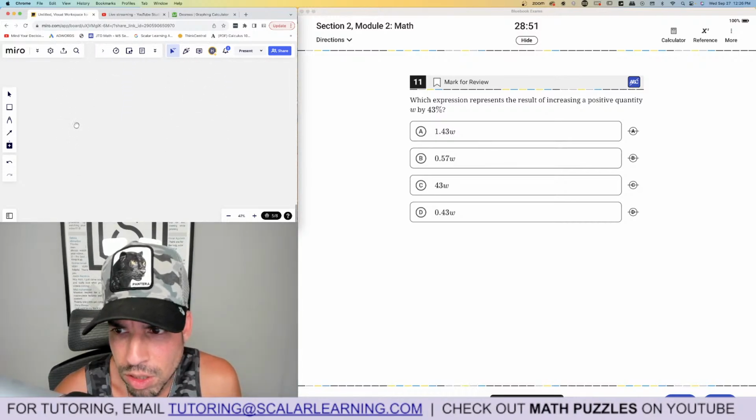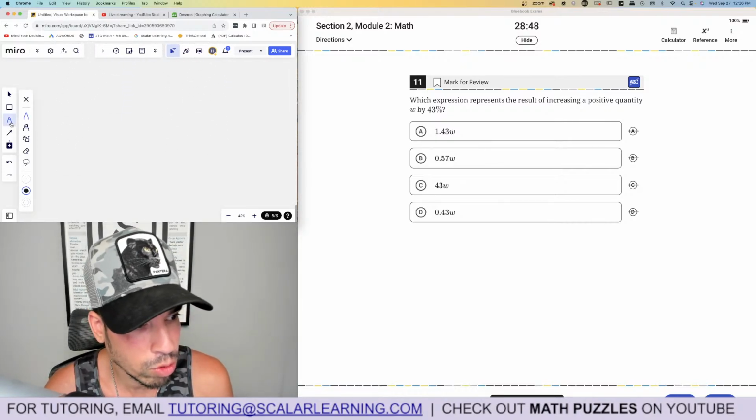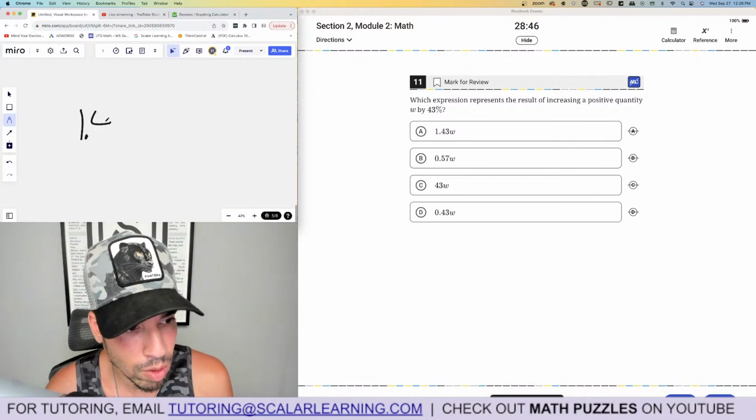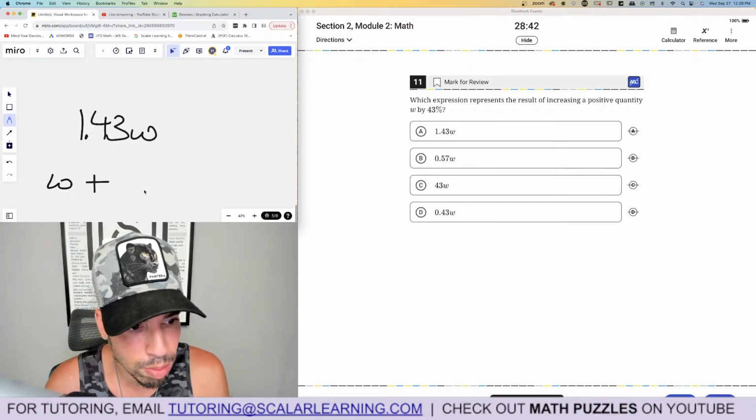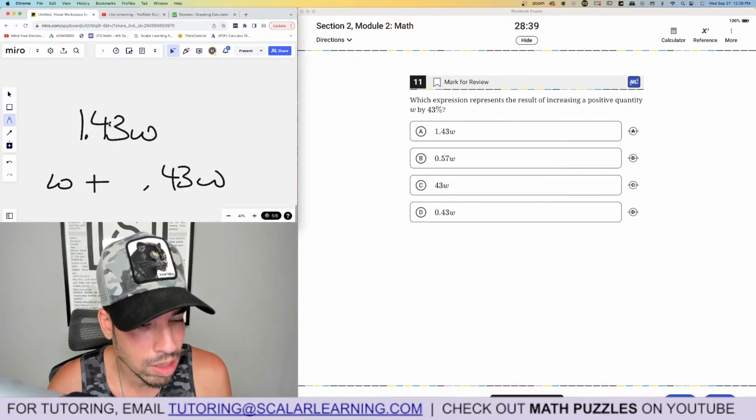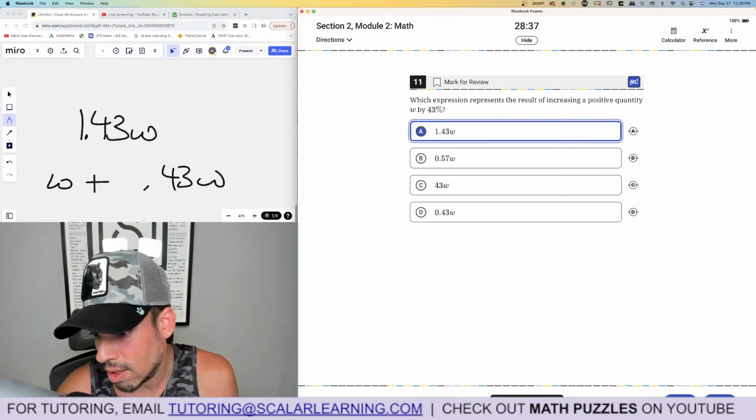Number 11. Which expression represents the result of increasing a positive quantity W by 43%? Again, I'm going to write it out first. It's multiplying by 1.43. The other way to think about it is W plus 43% of W, but these two are equivalent. A is the winner. That's how you do it.